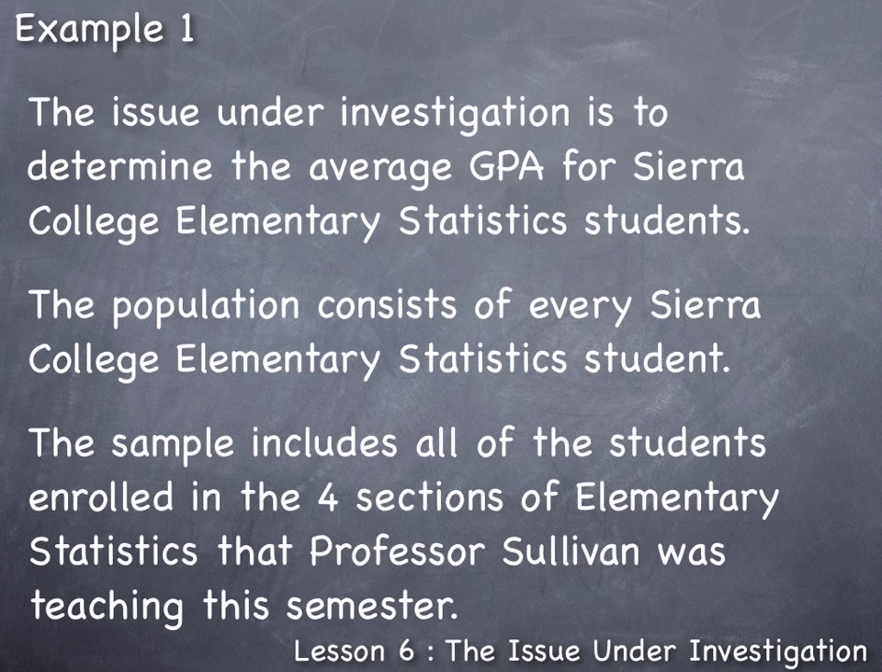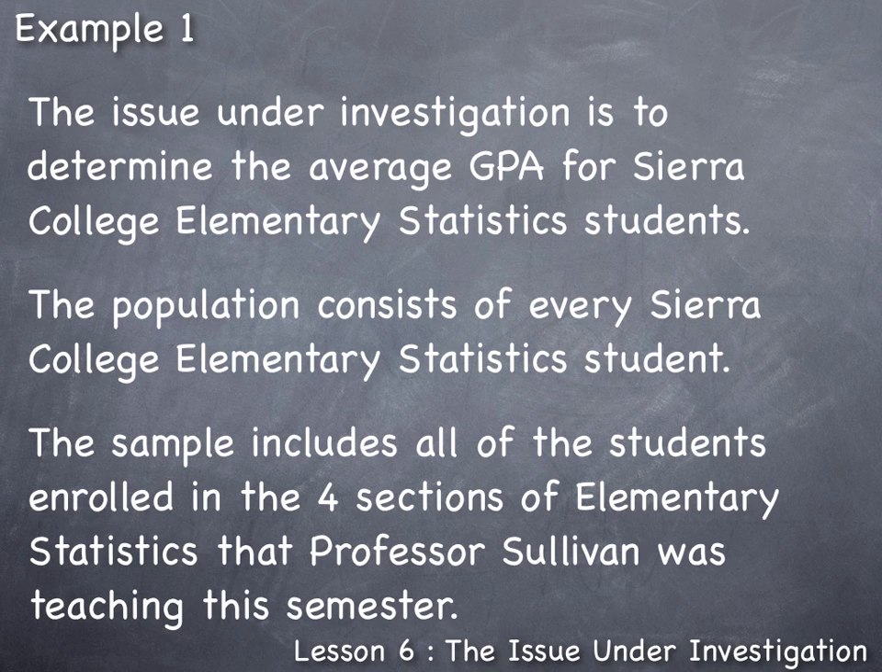Now, to determine whether this sample is representative of the population, you need to compare what was included in the sample to what was excluded in the sample and see if that inclusion or exclusion involves a bias or not. Well, the difference between who was included and who was excluded in the sample was the students that were included in the sample were the students who enrolled in Professor Sullivan's class, and the students excluded from the sample were those enrolled in another instructor's class.